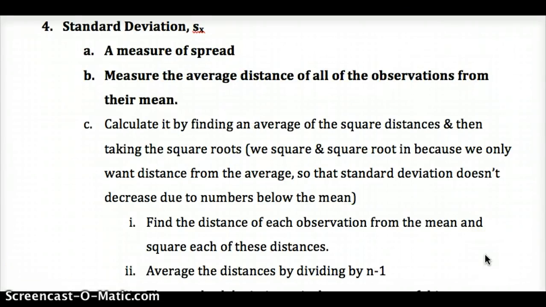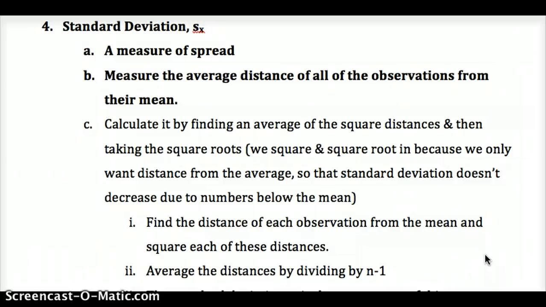Our final measure of spread that we're going to talk about is the standard deviation. So standard deviation is the average distance of all observations from the mean. So you would find the mean of your data set, and then with each observation, you subtract it from the mean.